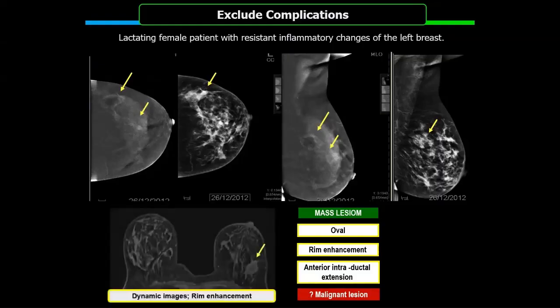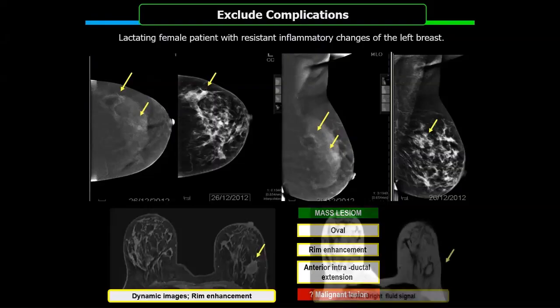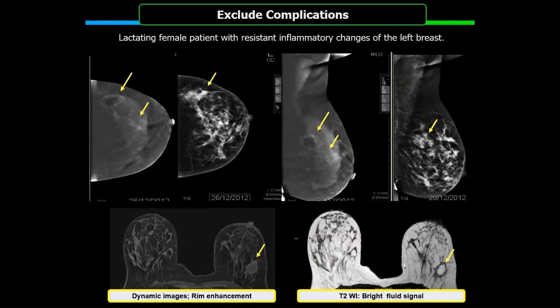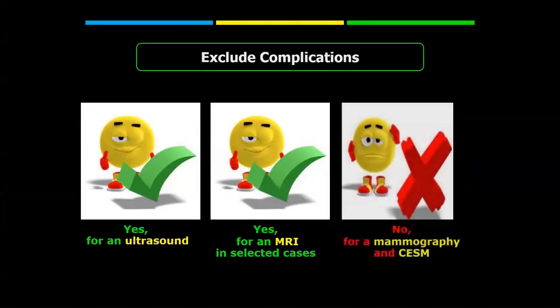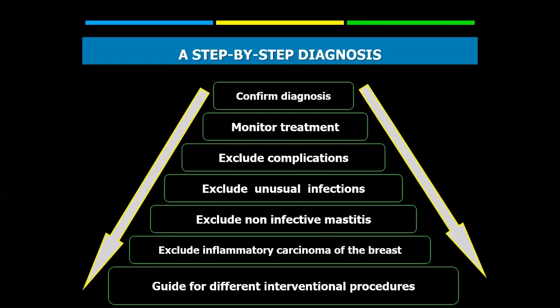While looking at the MRI of the same patient, we will find, yes, the lesion showed rim enhancement, but going back to the T2 weighted image, what's inside this rim is simply fluid, and it was not a solid mass lesion. And this was simply an abscess cavity in a case of granulomatous mastitis. So to exclude underlying complications, this time we will add to the ultrasound the MRI for selected, and not all, patients. And again, we will say no, do not go for a mammogram or a contrast mammography.